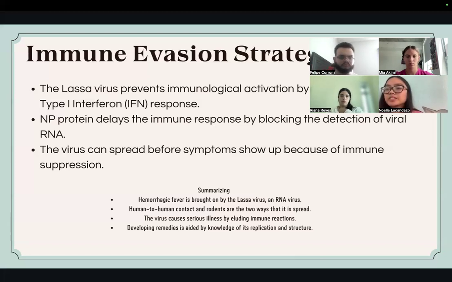In summary, the Lassa virus is an RNA virus that is mainly transmitted from person to person and by rodents. It is especially deadly because of its capacity to elude the immune system. The development of vaccines and treatments depends on an understanding of its virology.